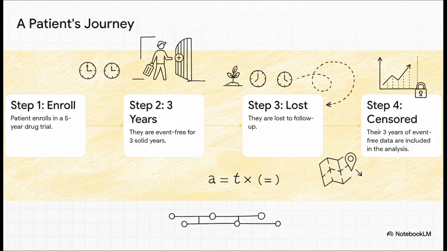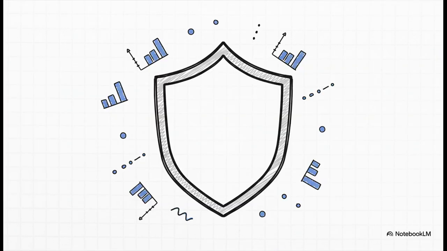With censoring, we don't throw away their data. No way. We include those 3 event-free years in our analysis. We count it as 3 years of survival. And then we just make a note that that's where our observation ended. And that's the bottom line. Censoring is what lets us use every single piece of information we can get our hands on. It honors the contribution of every single person in the study, even if we don't know how their story ends. It makes our analysis not just stronger, but way more true to reality.